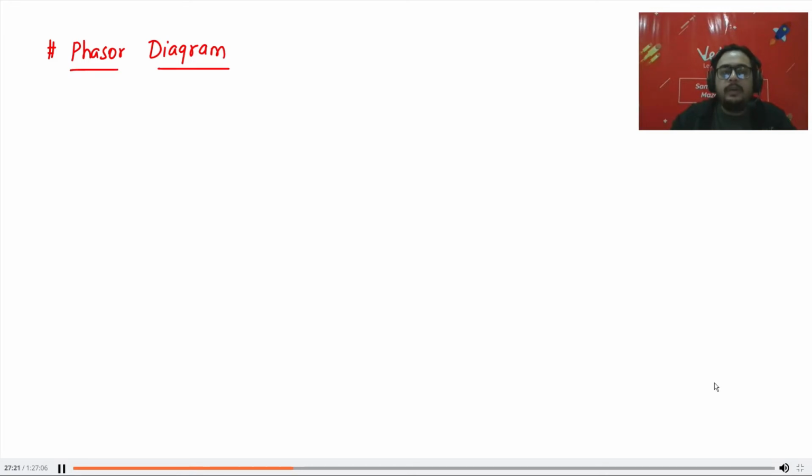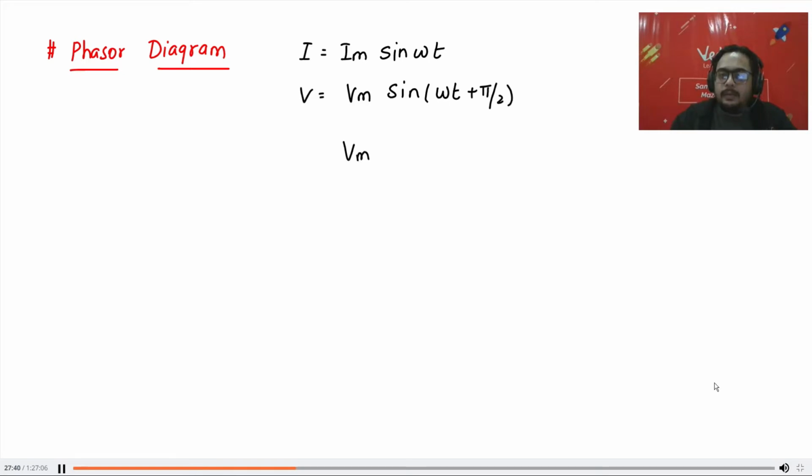Now we know, in order to draw the phasor diagram, I have current is Im sine omega t, voltage is Vm sine omega t plus pi by 2, where Vm is Im into XL and XL is omega L. Everyone remembers this? Is this much clear to everyone or not?